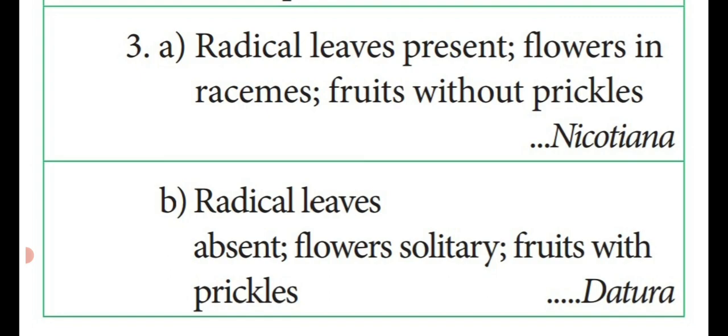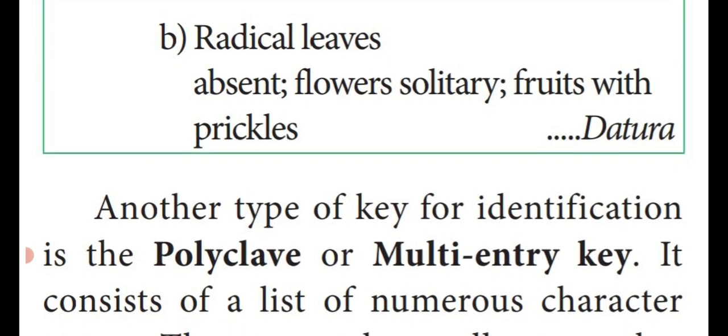So both of them are unfamiliar plants which are showing a pair of contrasting statements. Nicotiana tabacum means tobacco plant. Datura stramonium is the thorn apple. Both of them belong to the same family, but they are showing a pair of two contrasting statements. That is said to be the taxonomic key.